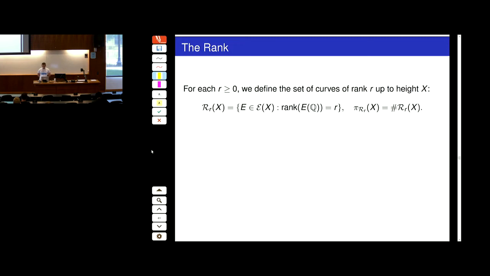So you fix the rank r, then define all the elliptic curves up to height x with rank r, and define an elliptic curve counting function, pi r of x, and then we want to know how many elements are in there up to each height. We would like an asymptotic for that. We don't have it. But there are some conjectures about what happens with the rank.